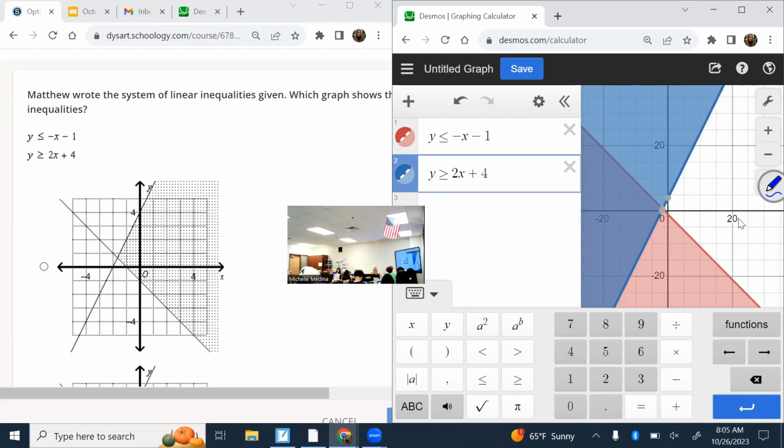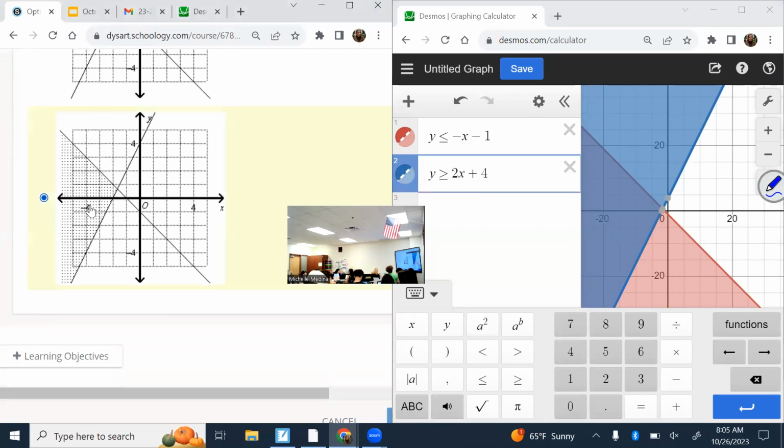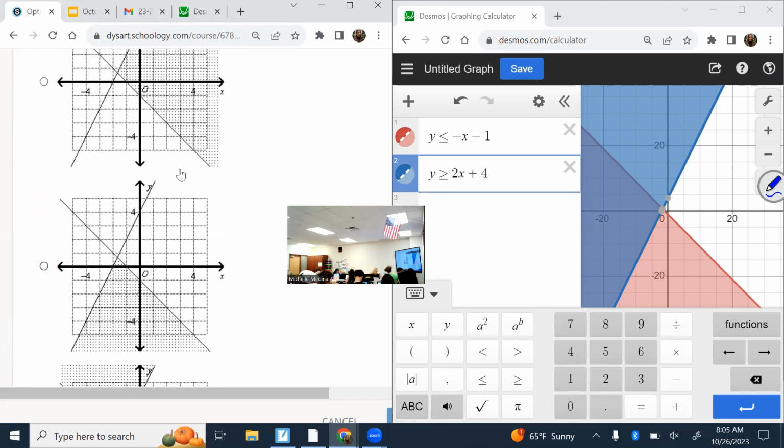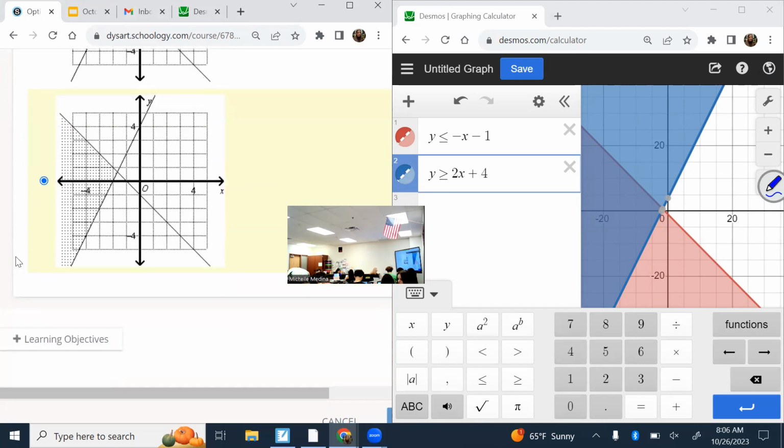Describe it to me. Where is my solution to the system? Like purple area. Yeah. Right here where my mouse is. So then when you're picking your graphs, you want the one that has it here, where my mouse is. The lines should look the same, and they actually look the same on all the graphs. But where the solution is where the shading overlaps, and they only want you to show the solution. Questions on that one?